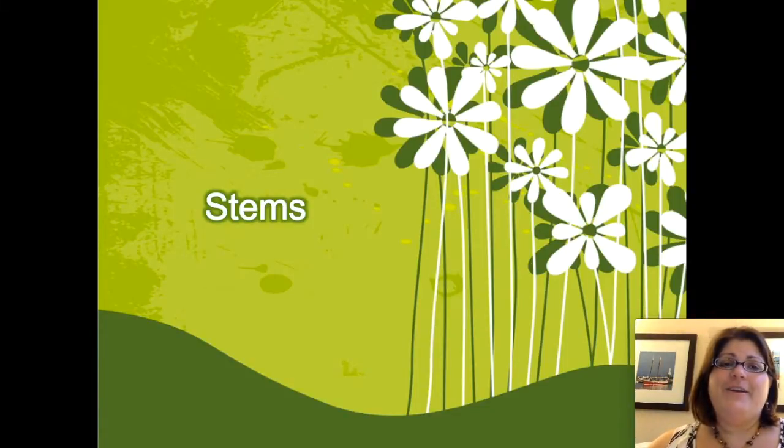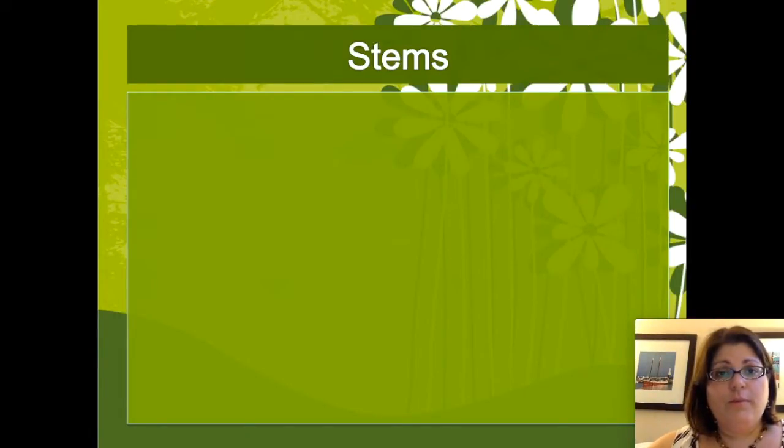Hi, in this video lesson we're going to be talking about stems. Stems are one of the major organs in plants. Recall that an organ is a group of different tissues that work together for a common function. In the case of stems, there are three major functions.